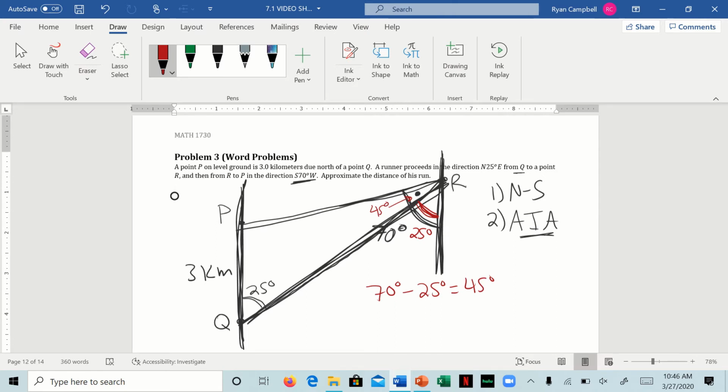Now we can find these distances, right? Because we need to know what's the length of Q to R. We can call that X. And what's the length from R to P? We can call that Y.